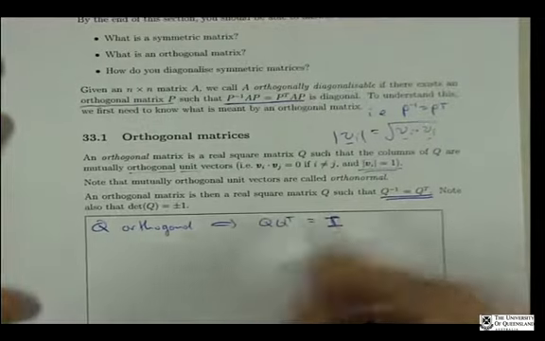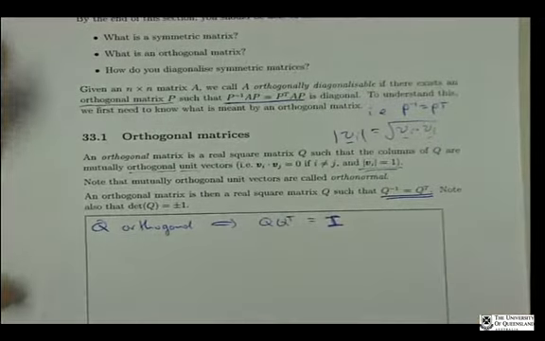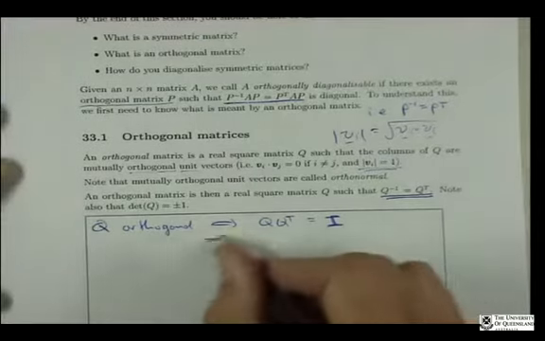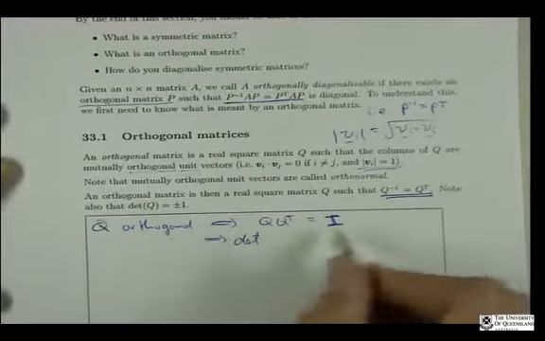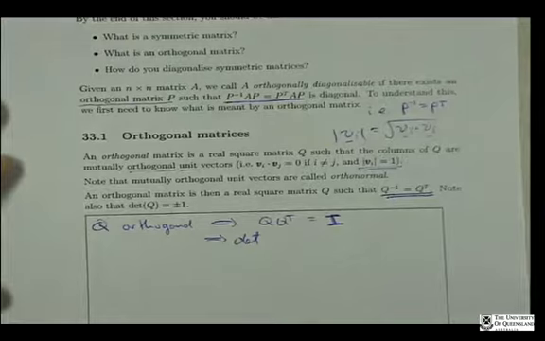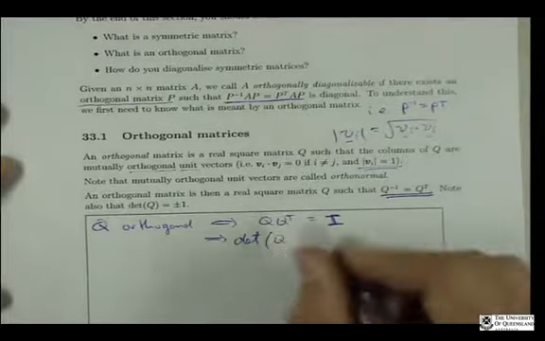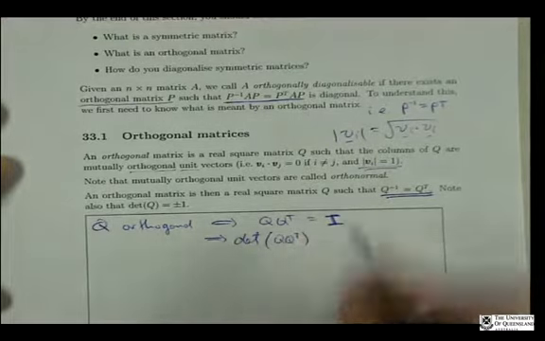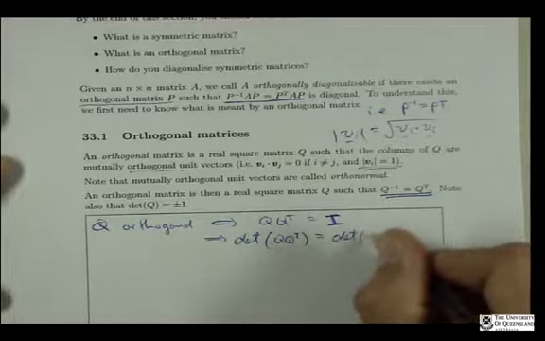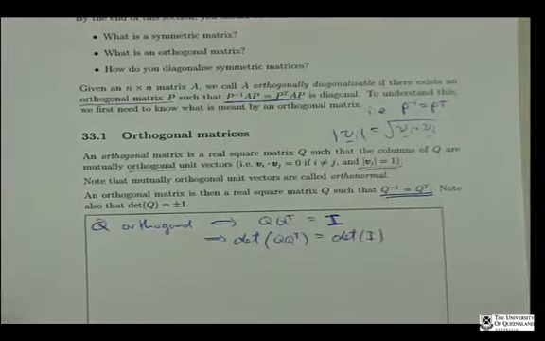Okay, it doesn't matter which order you take that product. You could either write Q by Q transpose or Q transpose Q. But now if I take the determinant of both sides of this equation, so that's the determinant of Q times Q transpose will equal the determinant of the identity matrix.